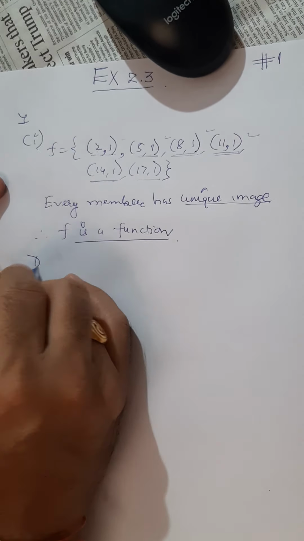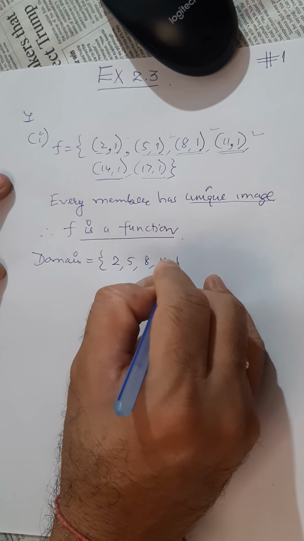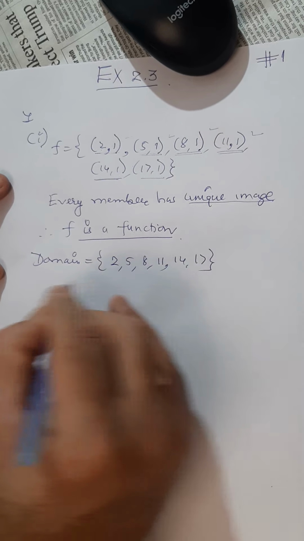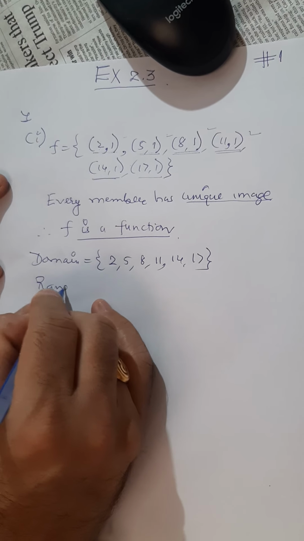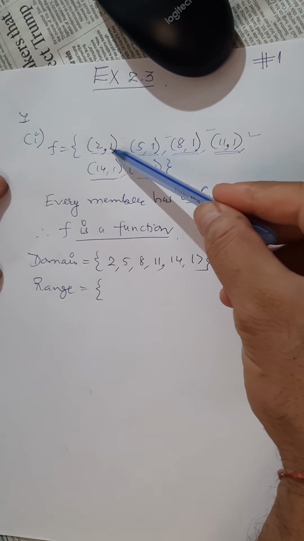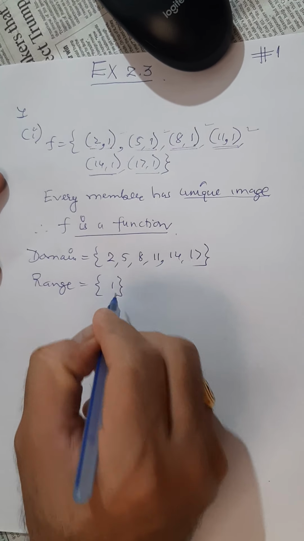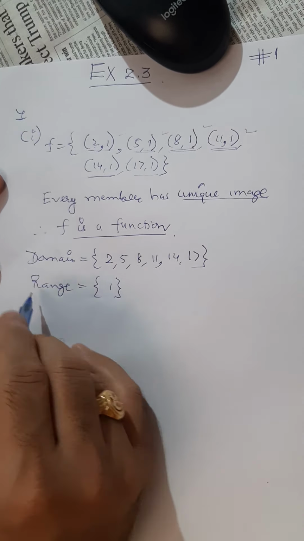And the domain will be all elements which are at the first place. So 2, 5, 8, 11, 14 and 17. And the range would be the second members: 1, 1, 1, 1, 1. So it is this much only. So you can see that it is a constant function.